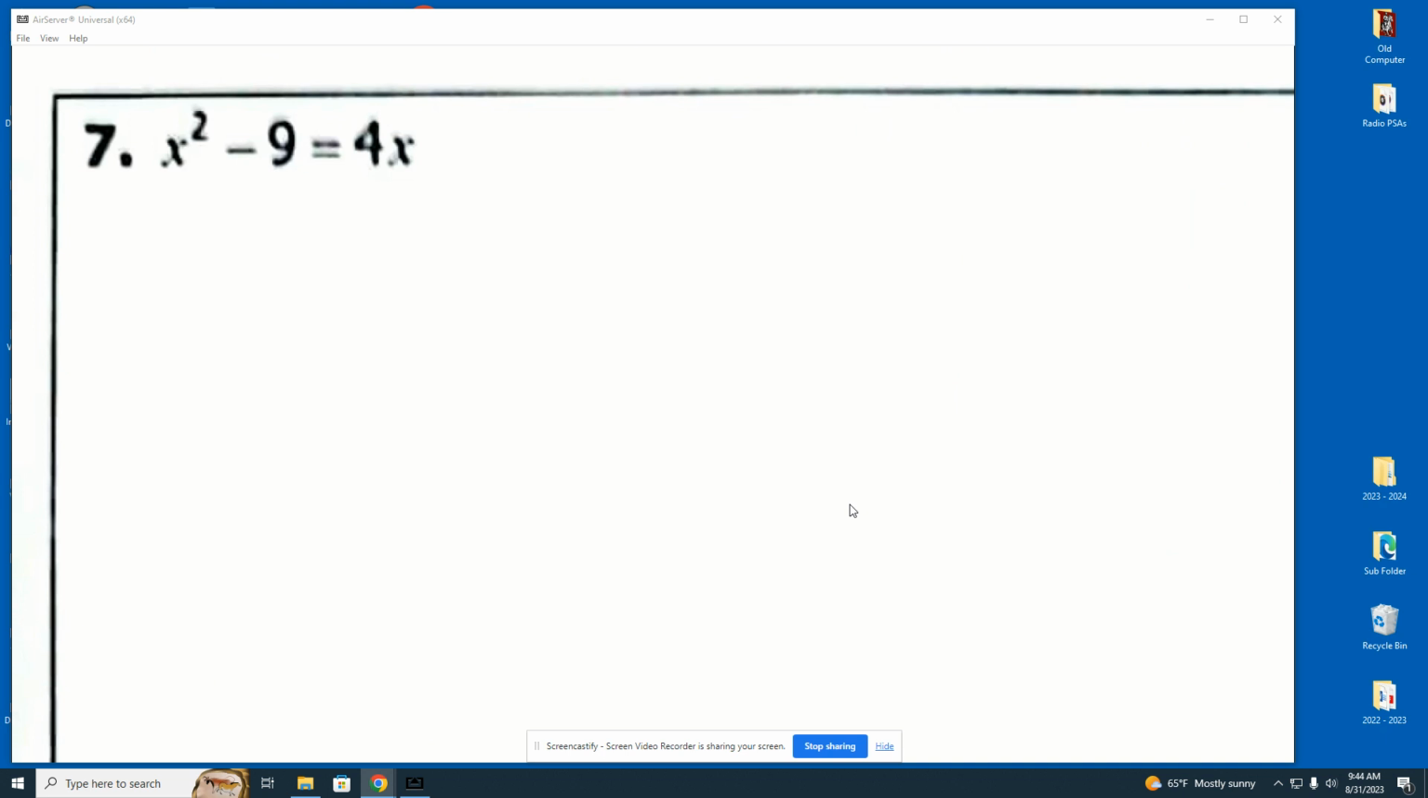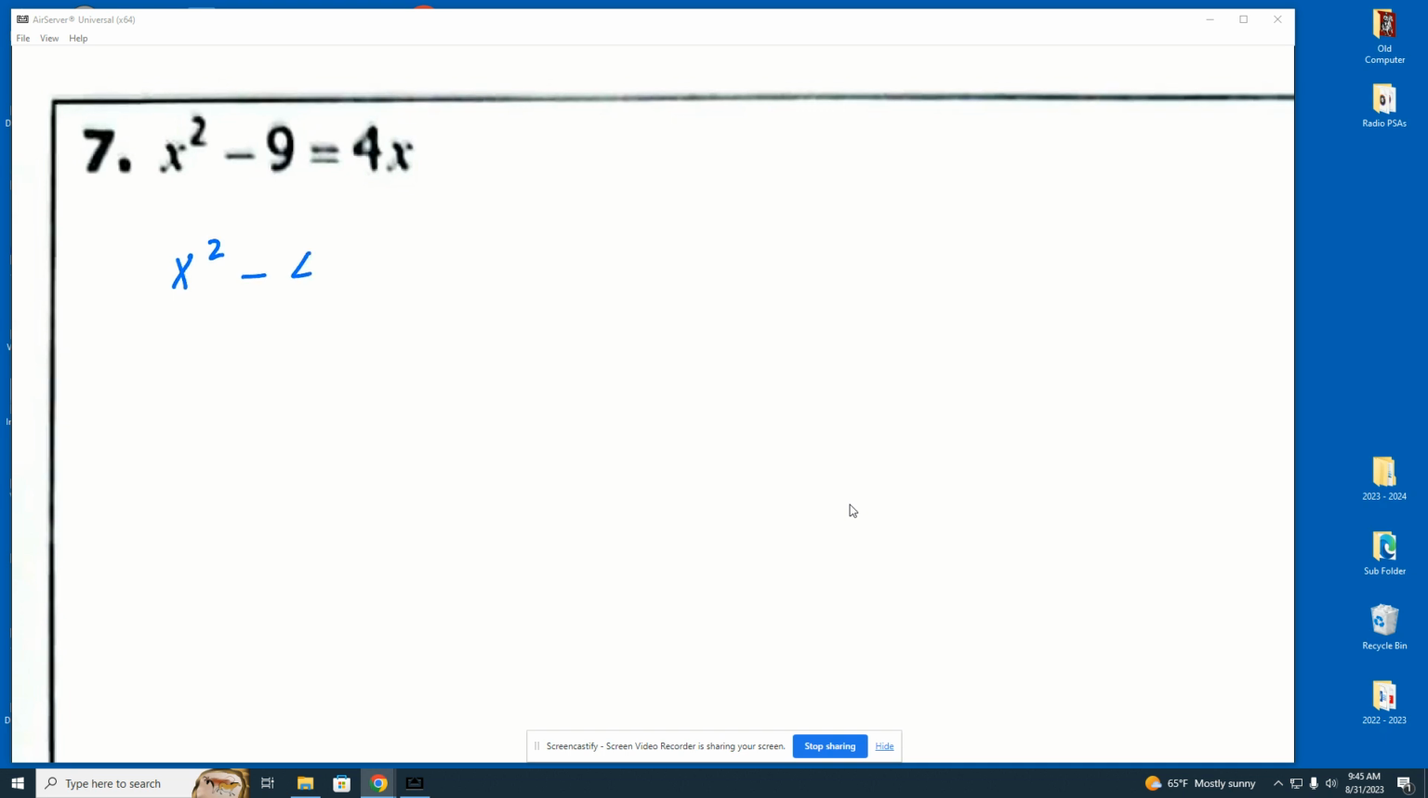All right, so let's do number 7, 9, and 10. They're a little different. There's a couple things about these that we need to make sure you understand before I give you guys the assignment. Okay? So for example, on this one, I need to move that 4x over. How? Minus 4x. And then, of course, that minus 9, I'm going to put at the end because now it's in what we call standard form.